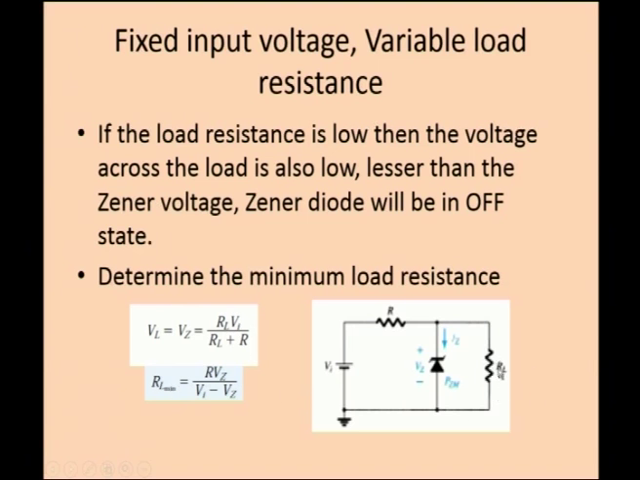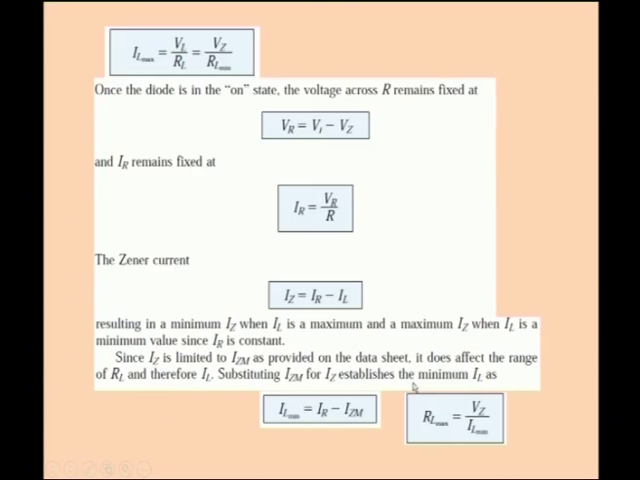If the value of the resistance is below this minimum value, or equal to this minimum value, then the diode will be in off state only. So, we have to fix the value of the resistance above this value. If the resistance is minimum, the current flow is maximum. It is calculated as VL by RL, and VL can be replaced by VZ by RL minimum. So, this is the maximum current flow through the load.